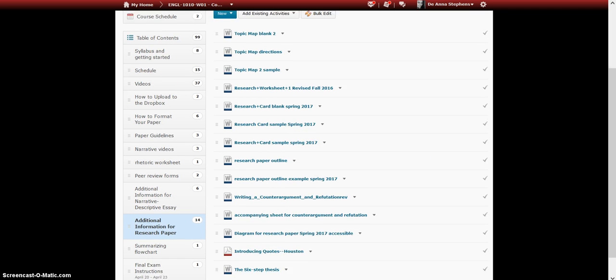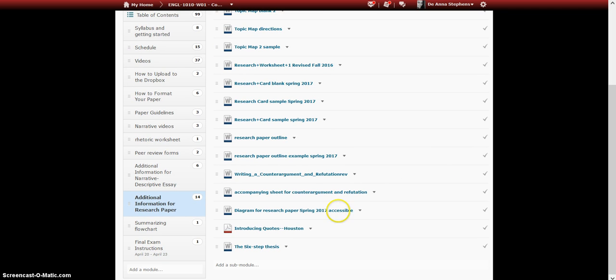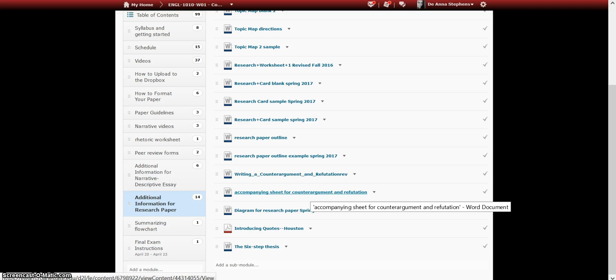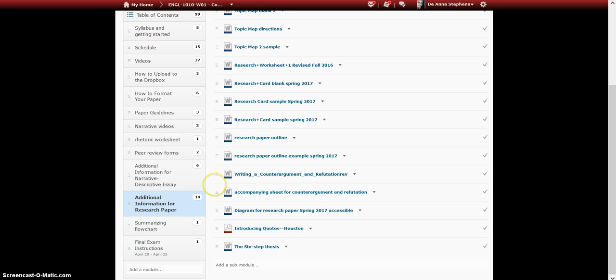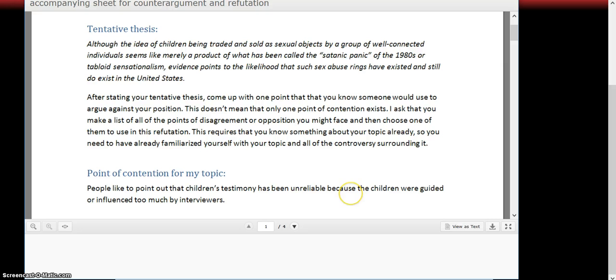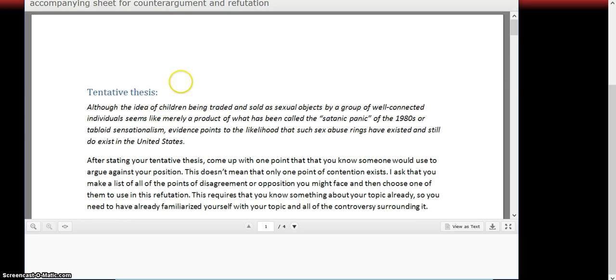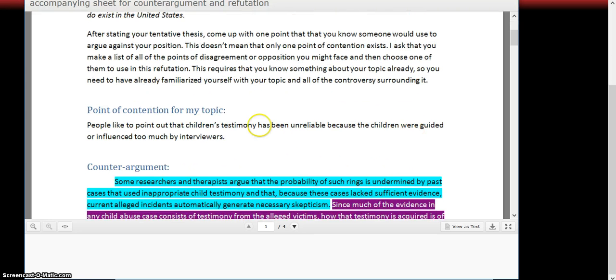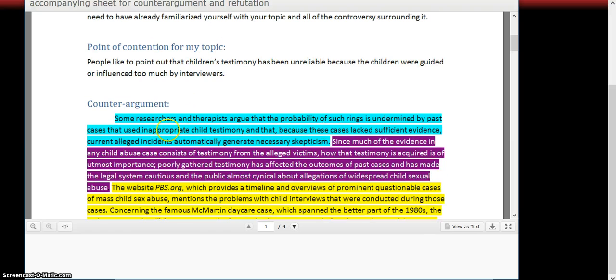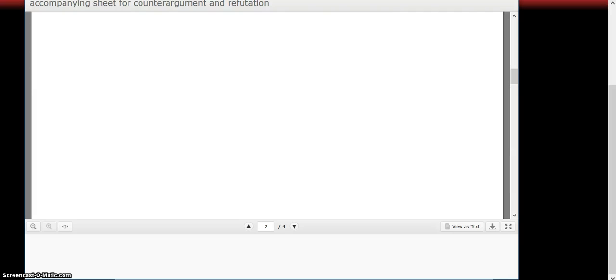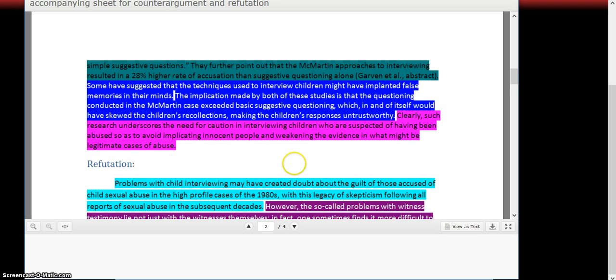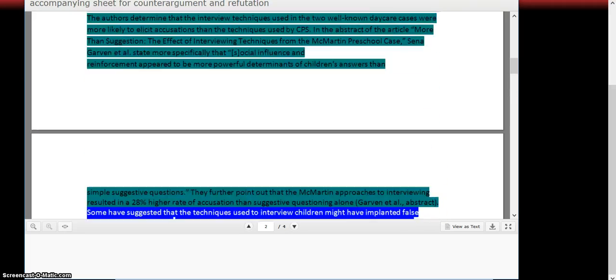All right, so under additional information for the research paper, again, we have the accompanying sheet for the counterargument and refutation, which I think I already have pulled up over here. Okay, so anyway, you can see here that the first thing listed is the tentative thesis, okay? The next thing is the point of contention. The third thing is the counterargument, which should be color-coded. And then finally we have the refutation, which should also be color-coded.